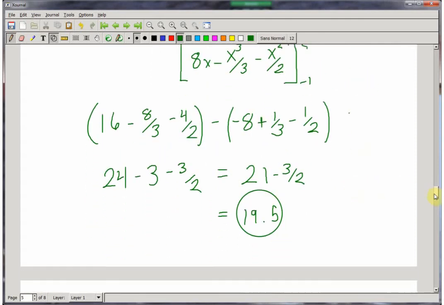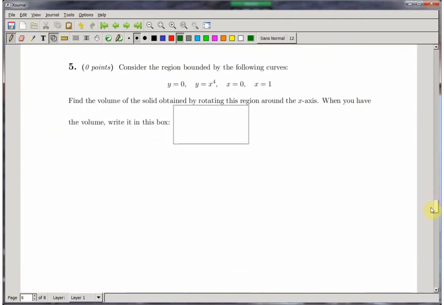Alright, I'm still going, and I'm doing these one after another, and you can probably tell I'm getting tired.